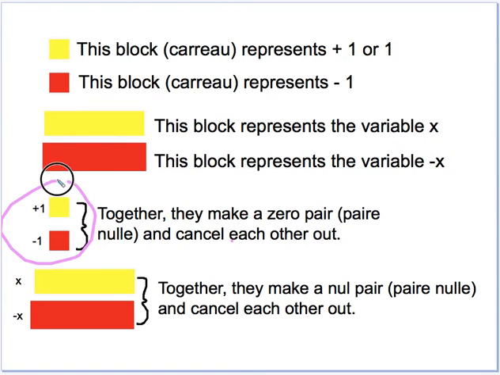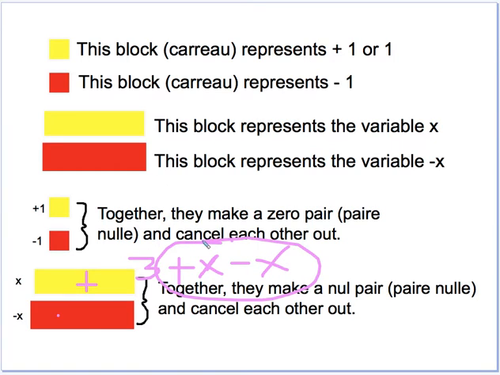Whenever you put a positive and a negative together, it makes a zero pair, right? And they cancel each other out. The same thing actually happens for x. If you have a positive x, so like 3 plus x, and if you added in a negative x, like minus x, well, this positive x and this negative x actually cancel out because it's a zero pair.